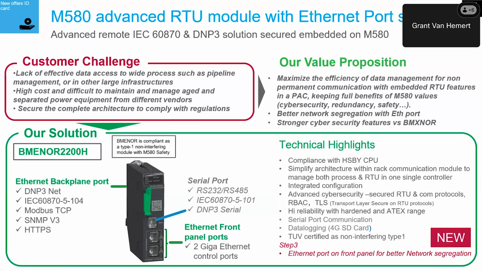So one of the other things is this RTU module that has come out. For those of you that are using IEC 60870 or DNP3, this new version has Ethernet ports on the front. There was a BME version out before that did not. And there's also a BMX version for the M340 that's out there. This one is specifically for the M580. So if you're using DNP3, chances are you're going to use M340s out at your remote stations, and then you would use an M580 at your main station, and this would be the solution to allow you to tie in.